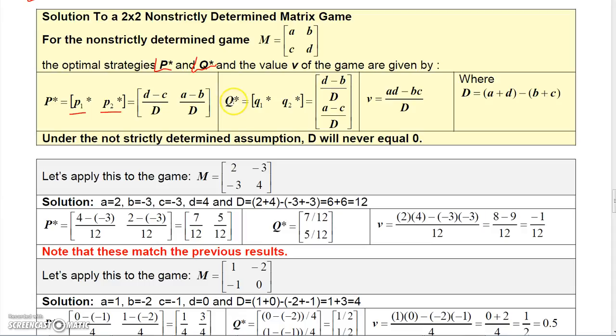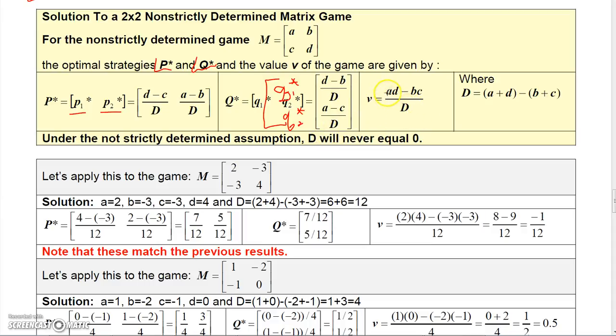Q star is going to be Q1 star and Q2 star. This actually should be a column, Q1 star and Q2 star, not a row. So anyway, it's going to equal, the first entry is going to be (D minus B) over capital D and (A minus C) over capital D.